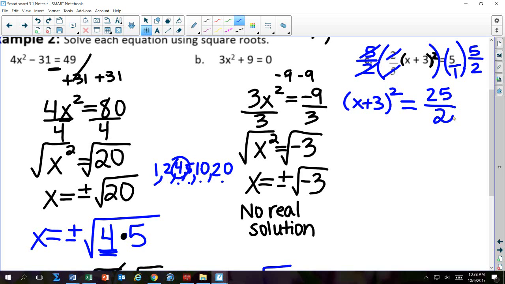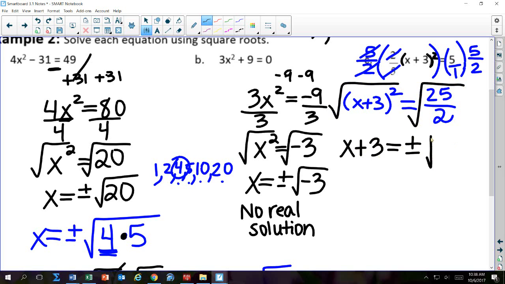Okay, now this expression is isolated. We have some quantity squared. I'm going to square root both sides to undo that squaring operation. So this is what I'm left with. Okay. Plus or minus. Make sure you put that plus or minus whenever you're drawing in the square root.